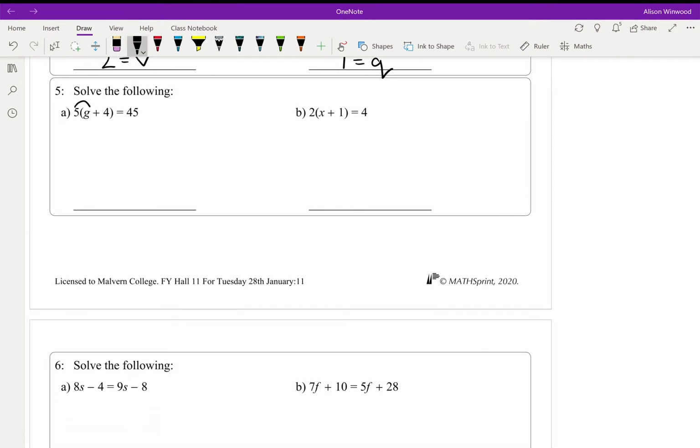Expand the bracket first. $45, then subtract and divide.